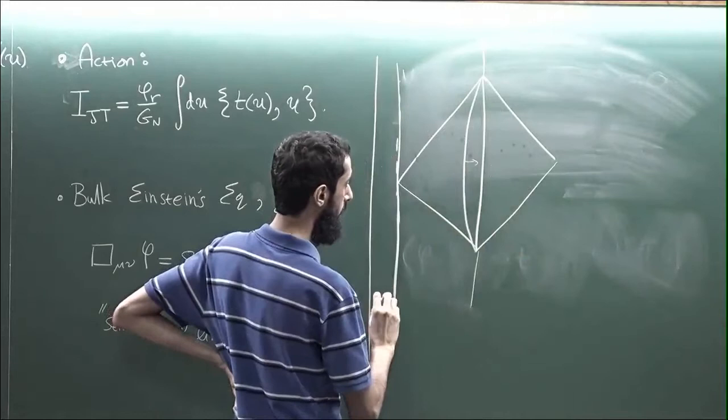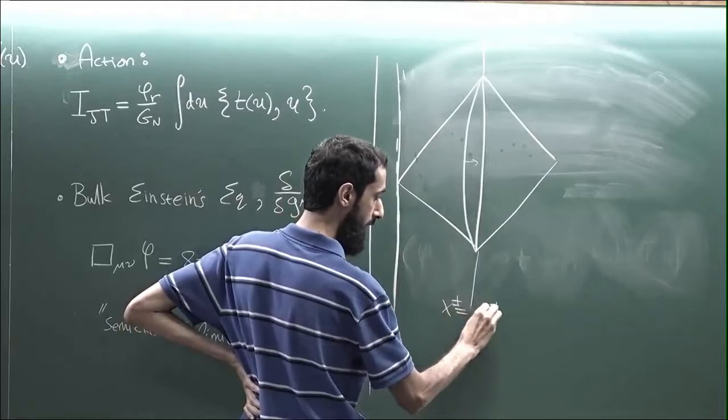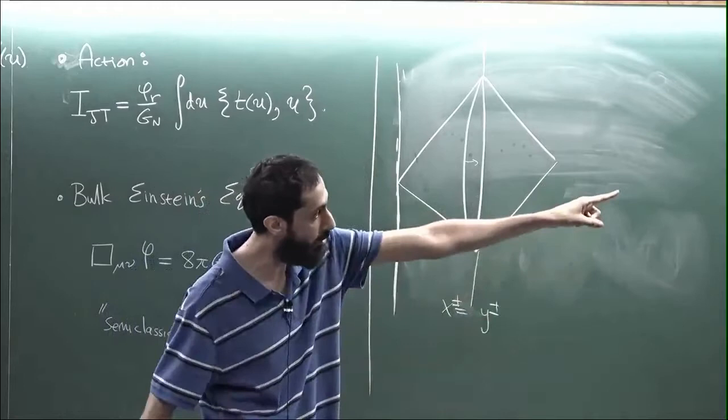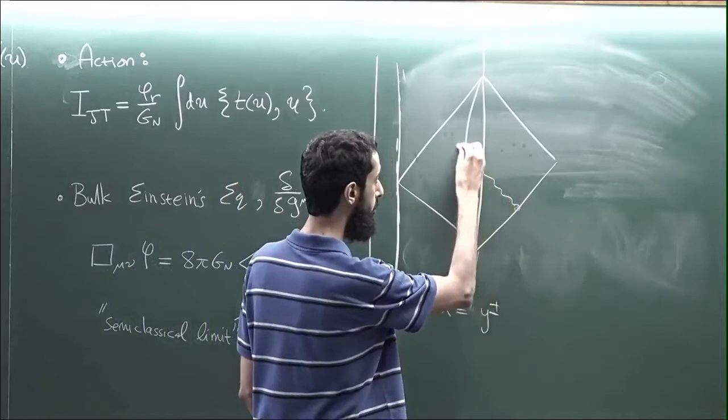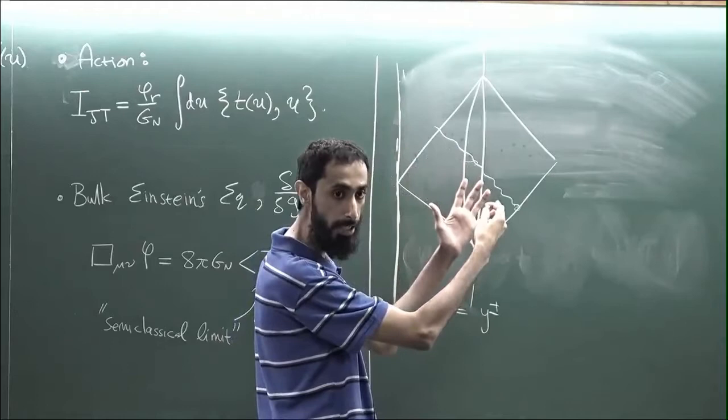So in this case, x plus minus is equal to y plus minus. Remember they were related by tanh. But if you take t to zero, you get this. And so you can study this system dynamically. By that I mean you can first insert some stress energy. And then what happens is exactly what you expect.